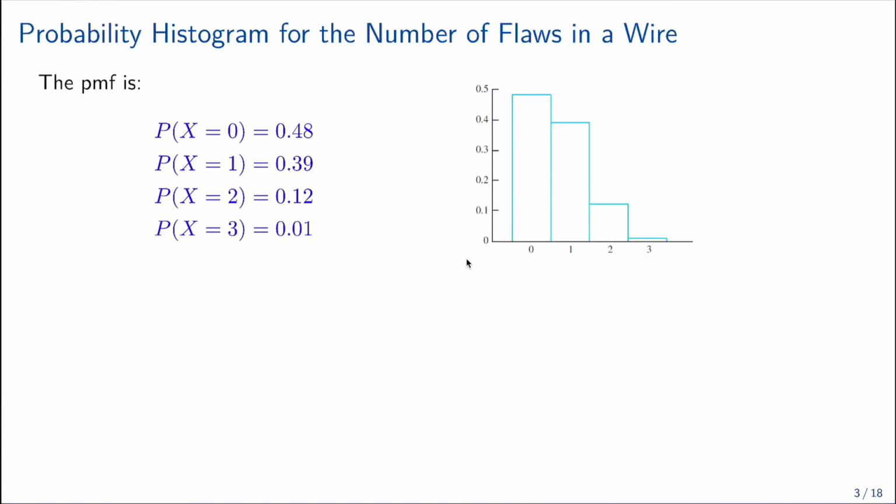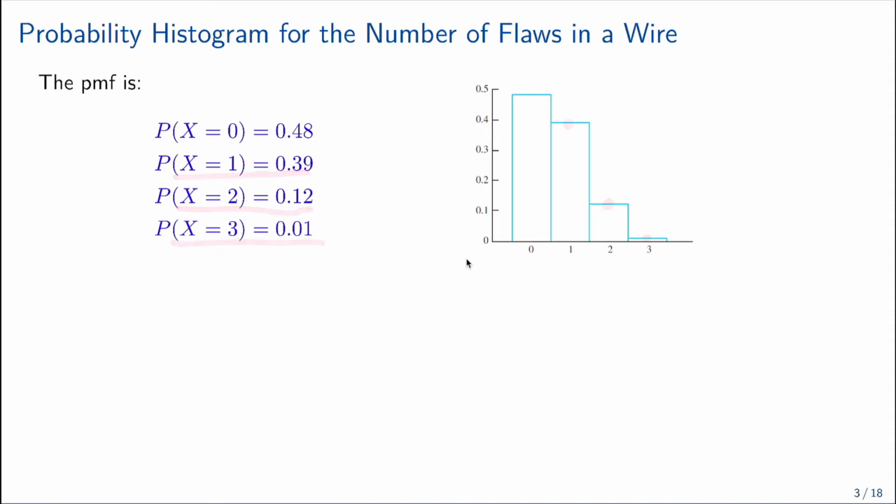Let's construct the probability histogram for the number of flaws in a wire. The probability mass function for this problem is given by the probability of 0 flaws equal to 0.48, the probability of 1 flaw is equal to 0.39, the probability of 2 flaws is equal to 0.12, and the probability of 3 flaws is equal to 0.01.